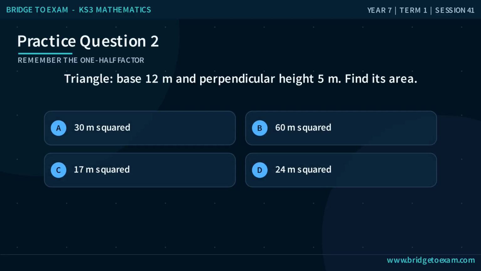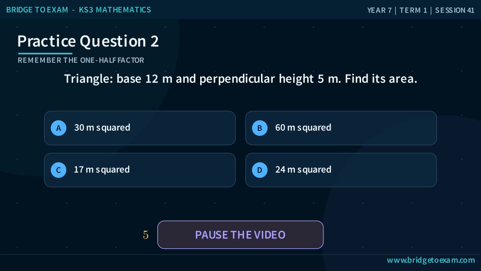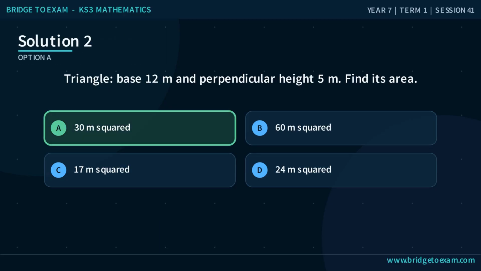Practice question 2. A triangle has base 12 meters and height 5 meters. Option A is 30. Option B is 60. Option C is 17. Option D is 24. Pause, remember the 1/2 factor. Option A is correct, 30 square meters. 1/2 times 12 times 5 equals 30.